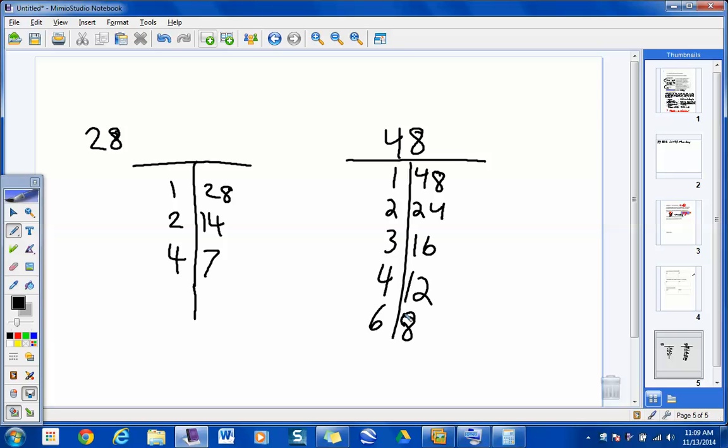Let's check her math up here first, and then I'm gonna get them for you. Okay. 1 and 48, I agree. 2 and 24, I agree. 3, 16, 4, 12, 6, 8. Very good, Candace. Make sure you've got those down.